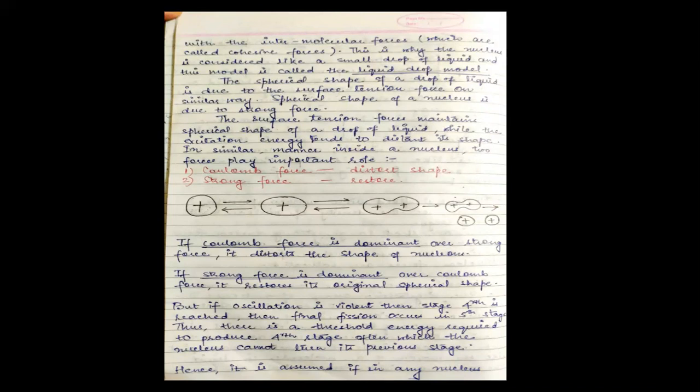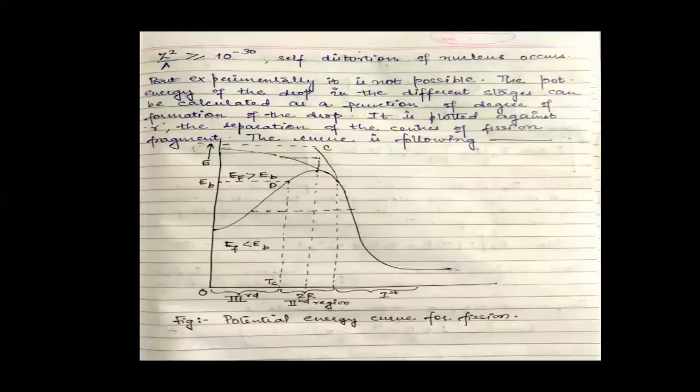Thus, there is a threshold energy. Threshold energy क्या होता है? Threshold energy is the maximum energy required to produce the fourth stage, after which the nucleus cannot return to its previous stage. Hence, it is assumed that if in any nucleus Z squared upon A is greater than or equal to 10 to the power minus 30, then the self distortion of the nucleus occurs. But experimentally, it is not possible.